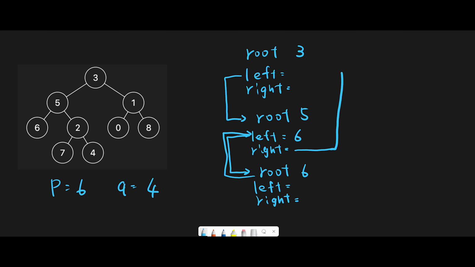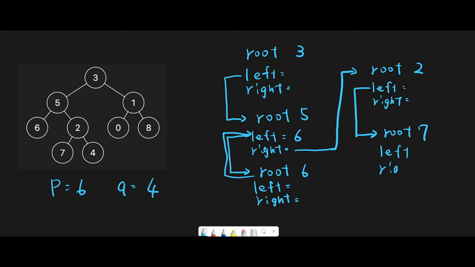So let me write it down this way. And now root is 2. And we have two choices, left and right. And then we have a left child, right? 7. So let's go to the left side. And now root is 7, and then we have left and right. So now we don't have any child from node 7, right? So that's why left should be null.